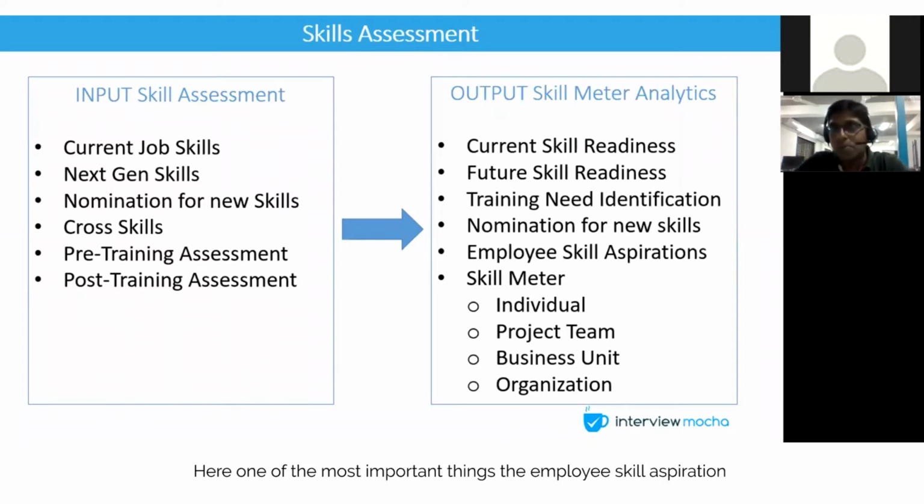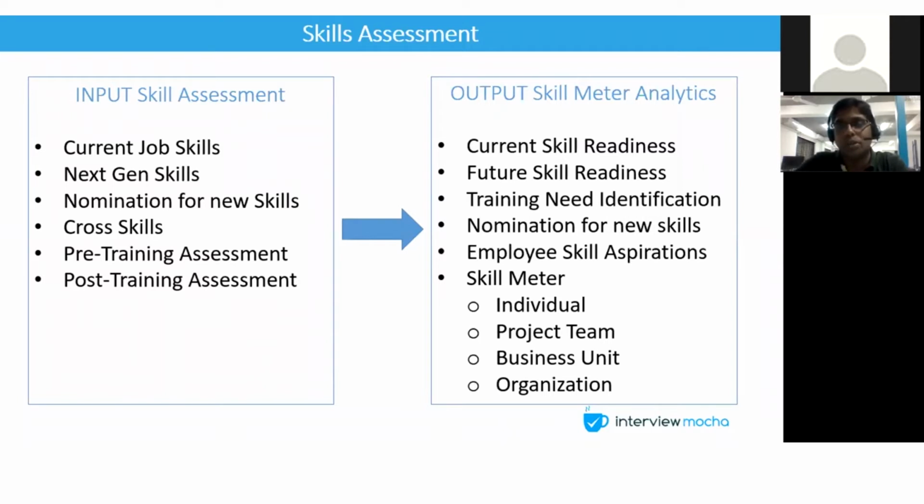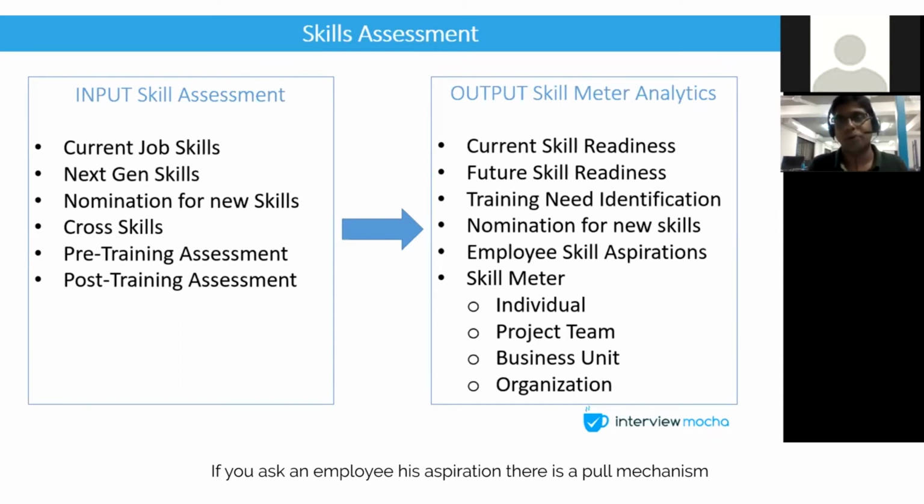Here, one of the most important things is the employee skill aspiration. If you understand your employee skill aspirations, as I gave an example of an employee moving from Java to data science engineer, rather than moving from Java 6 to Java 8, that is very important. And the reason for that is it's a pull versus a push. If you ask an employee his aspiration, there's a pull mechanism, versus you telling him what to do, that's a push. If there's a push mechanism, you'll find resistance at a ground level. If there's a pull mechanism, you will find a smooth execution.